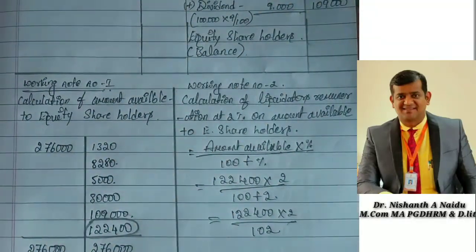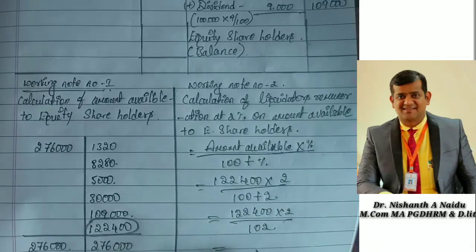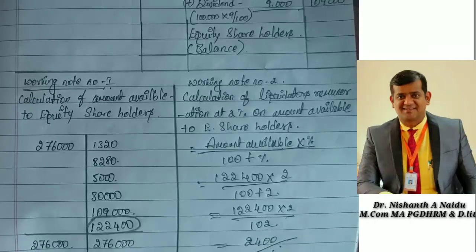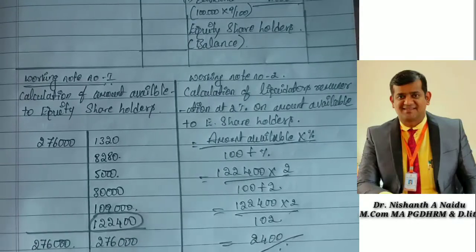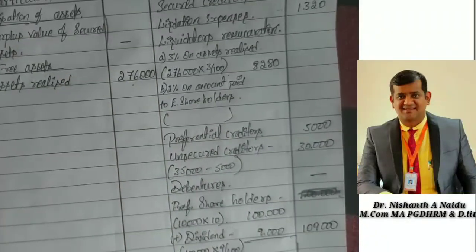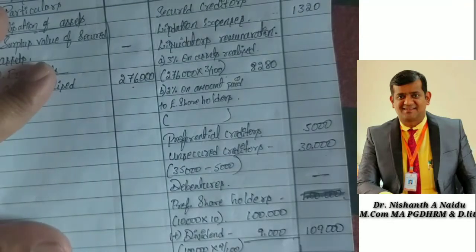So how much will you get? 1,22,400 into 2 divided by 102. So I'm getting 2,400 rupees. 2,400 rupees is the 2% on equity shareholders. So I got this amount. So I'm writing that here also.